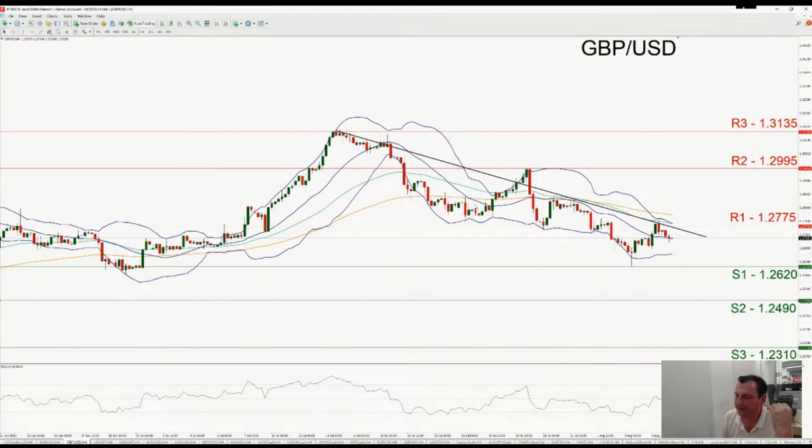So practically, for the bearish outlook to be maintained, we would require the pair to drop and break the 1.2620. Why? Because we would require a lower low on this one. And in that case, we may see the bears maintaining control. On the other hand, there seem to be some stabilization efforts here.